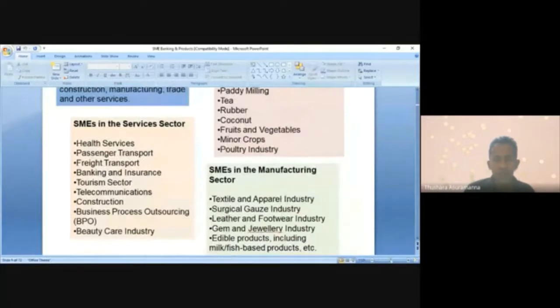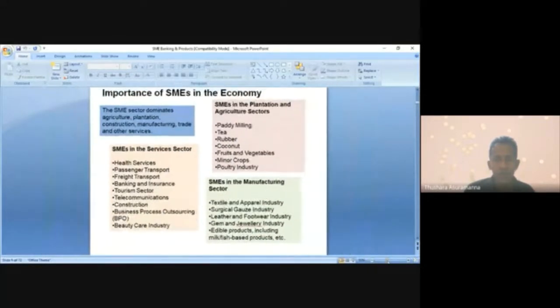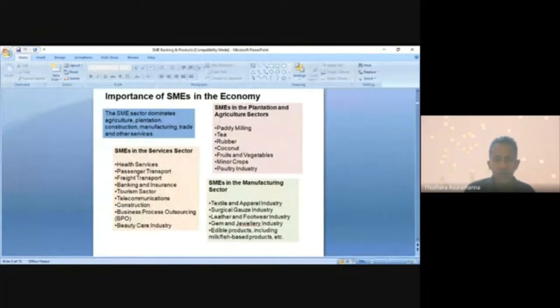This is again not a difficult area, but good to keep in mind because sometimes there are very broad questions. He might ask about the importance of SMEs in the economy. Why are SMEs important? What is their contribution? Then it's good if you know some SMEs in the service sector, some in the plantation and agri sector, and some in the manufacturing sector, so you can give some examples as one point.